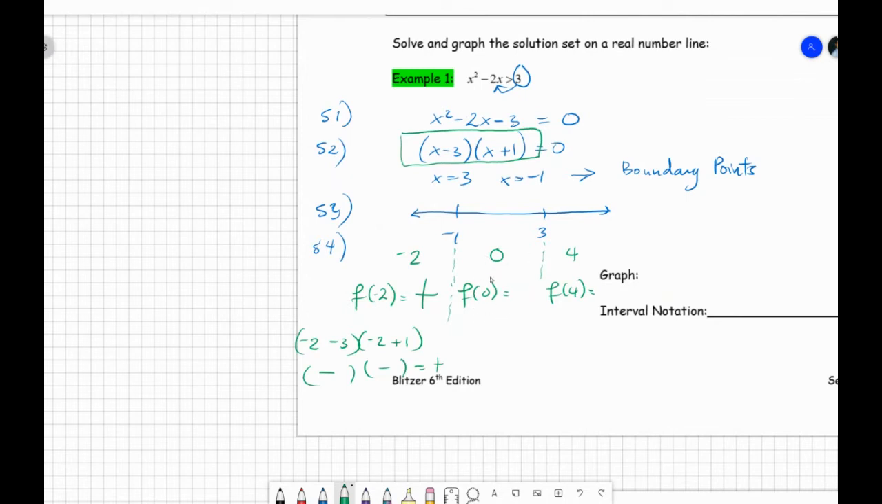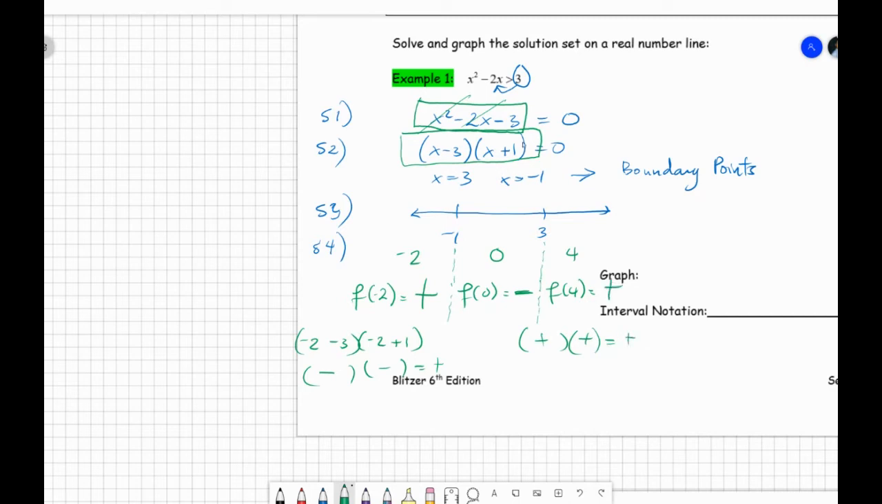Okay, let's look at 0. 0 is easy. I'm going to plug it into this form because this is much easier to plug in. So that goes to 0, that goes to 0. So I have a -3, so that's a negative number. All right, f of 4, I'm going to use the factored form, which is much easier. 4 minus 3, that's a positive number. 4 plus 1, that's a positive number. Positive times a positive is a positive.